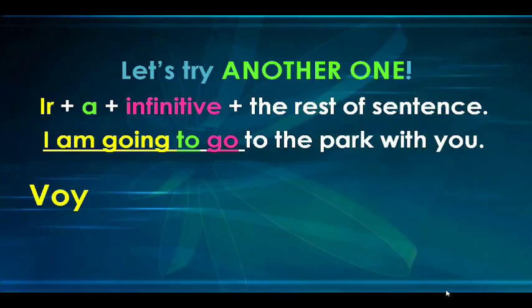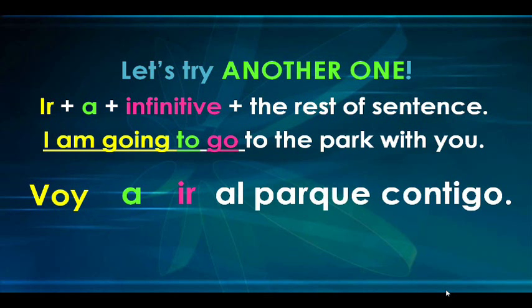So we conjugate ir, which would be voy, add a, and go. Now this normally confuses some people because we just conjugated ir, and it seems strange to some people that we're going to now say to go. But that's perfectly fine. So essentially, we've just said ir a ir, but it's okay. Voy a ir, I am going to go, and to the park with you. Al parque contigo.